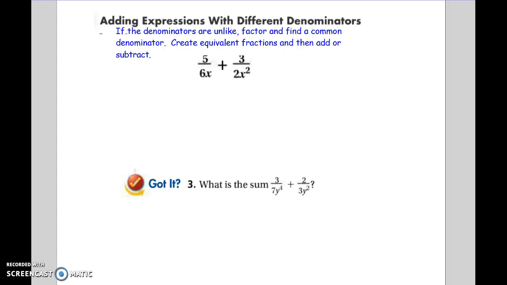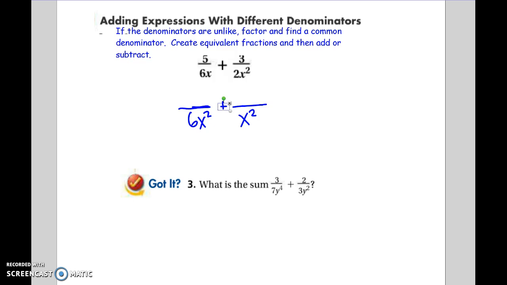Okay, so what if the denominators are different? Well, in this case, it's simple because they're just monomials. So I just look at the number, and I say, what would both 2 and 6 go into? What would be my common denominator here? And it would be 6. As for the variable, I take the biggest of the variables. So the biggest one is x squared because x can go into x squared, but x squared can't go into x because it's smaller. So it would be x squared.